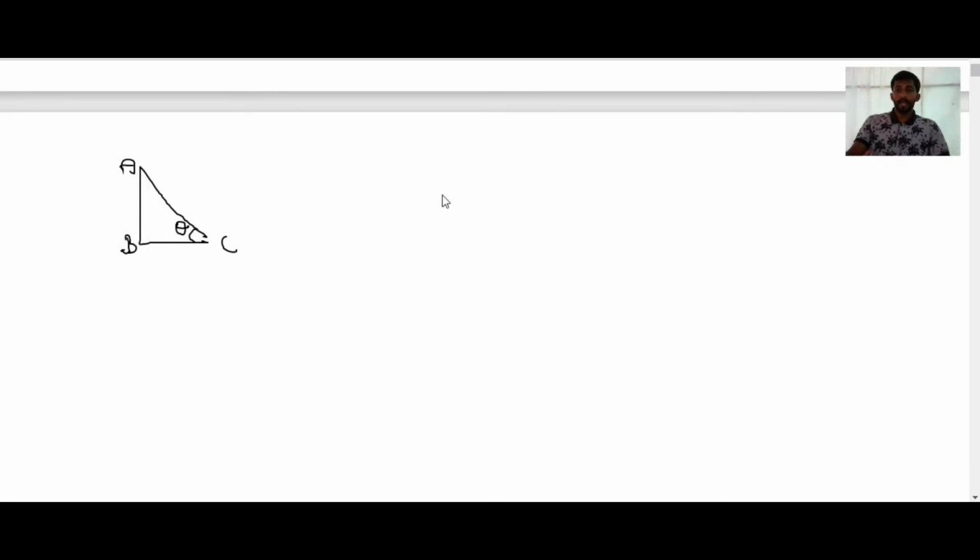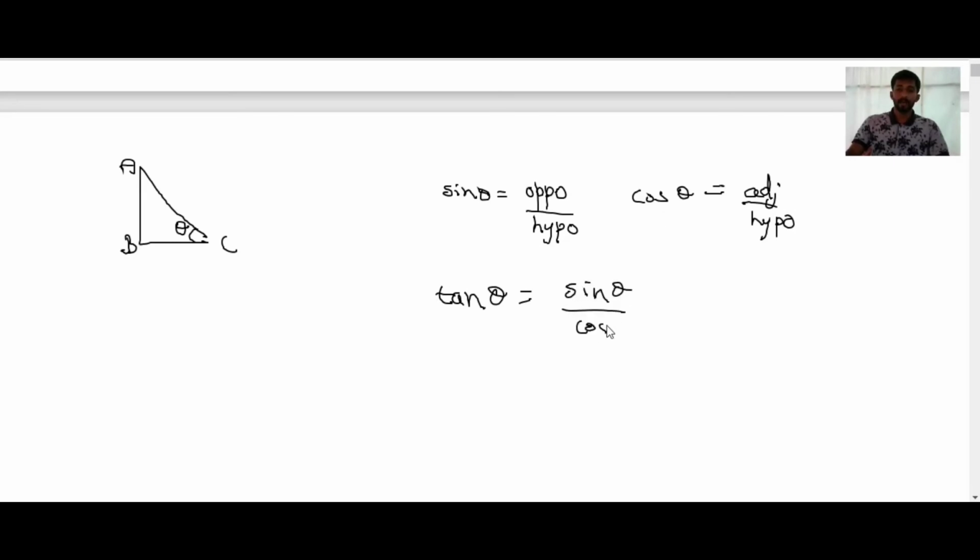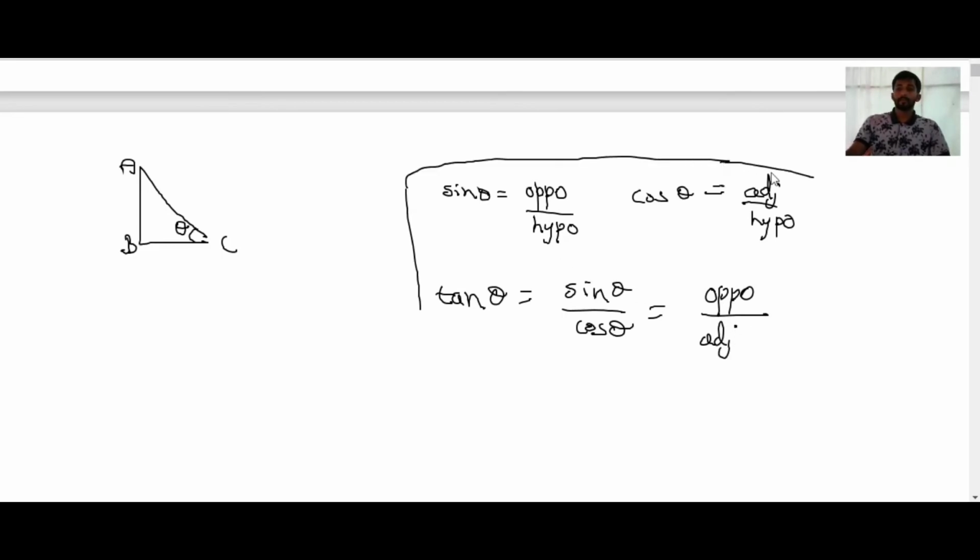Now see, using the triangle, what is sine theta? Sine theta is equal to the opposite side divided by the hypotenuse. These are identities, right? What is cos theta? Cos theta is nothing but the adjacent side divided by the hypotenuse. And one more trigonometric identity, that is tan theta. Tan theta is equal to sine theta divided by cos theta. If you use the triangle, then tan theta will become the opposite side divided by the adjacent side. Remember, these three are very important for problem solving.